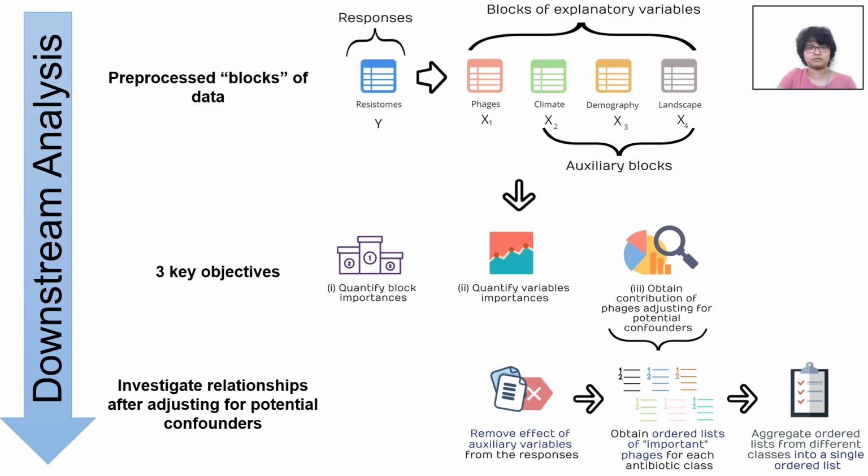Here, we present an overview of our analysis plan. With the preprocessed data, we try to realize 3 main objectives. We want to obtain block importances and variable importances to validate the need to prioritize phages, and then we take a closer look at the impact of phages on resistomes with potential confounders removed.